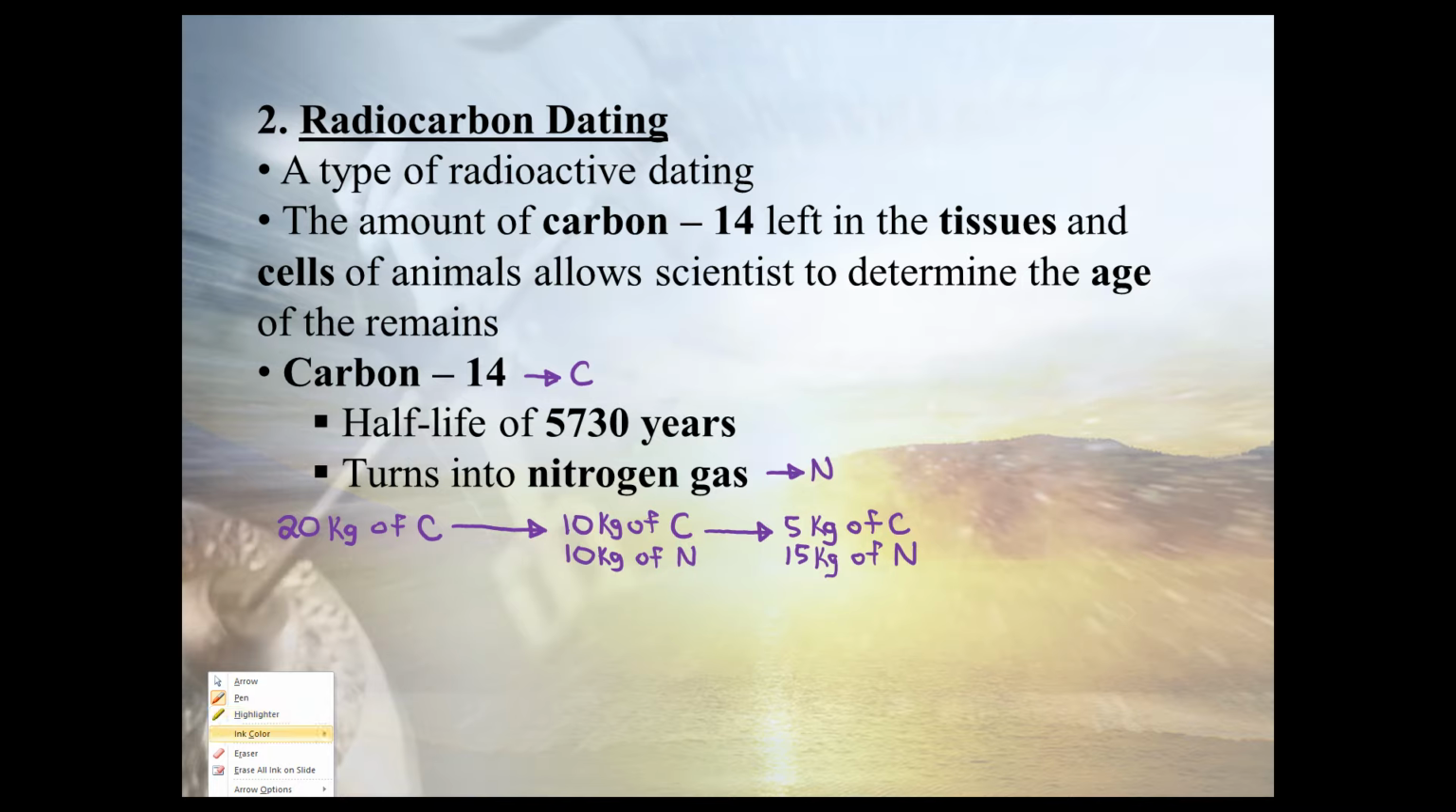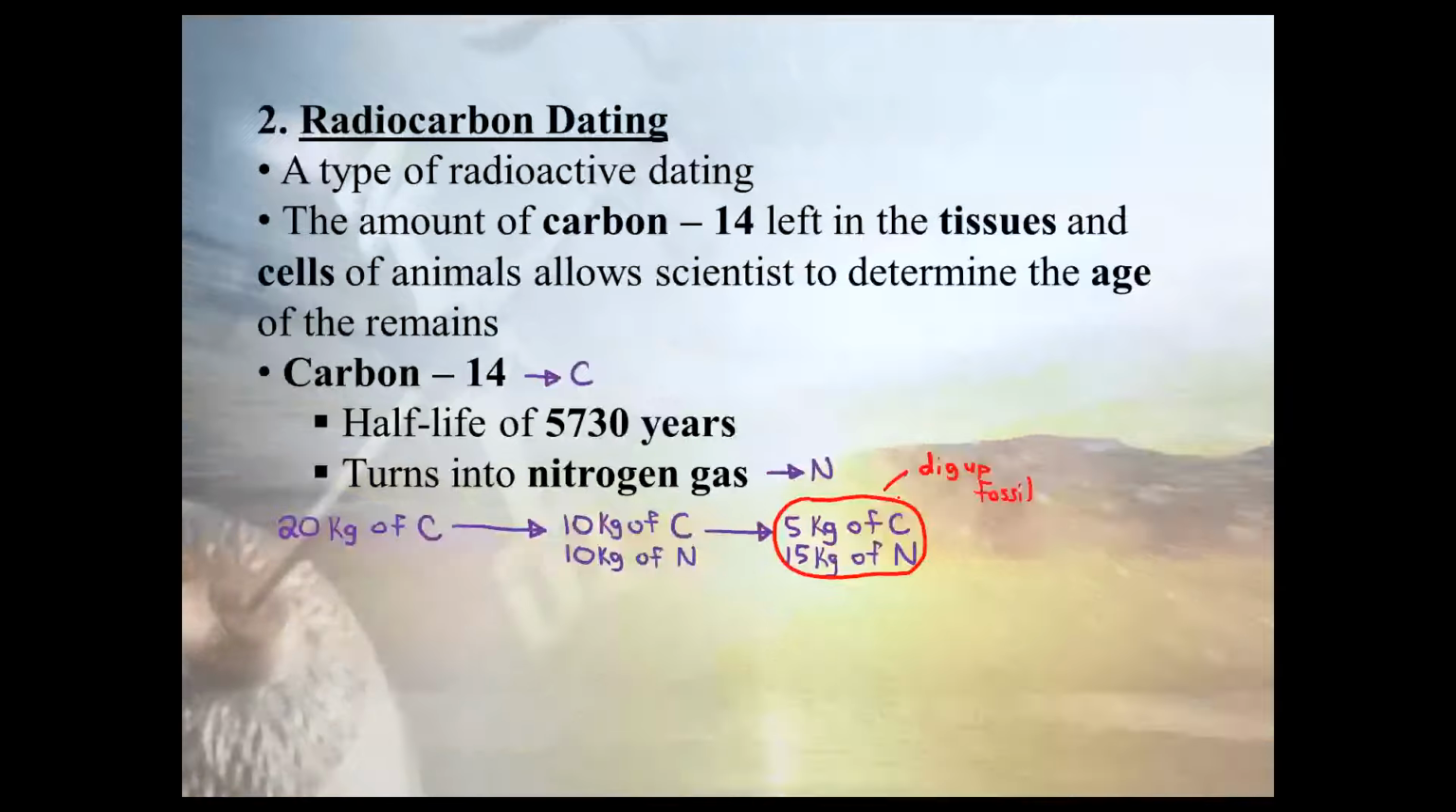Let's say now we want to figure out the age of this rock. So what would happen is we dig up this fossil. And when we analyze how much mass we have of each element in the fossil, we notice we have 5 kilograms of carbon and 15 kilograms of nitrogen. So what we want to do is figure out how many half-lives of carbon we have gone through. Well, look at our flow chart here.